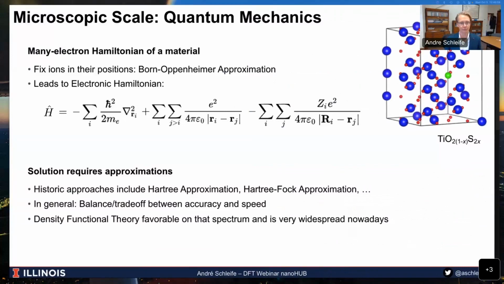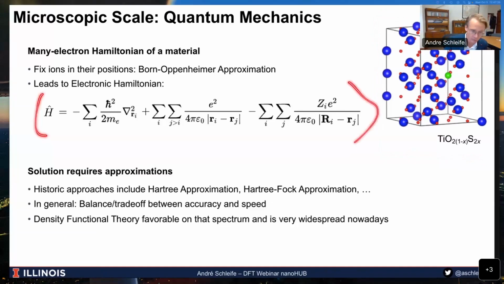For the Hamiltonian itself, let's say we make one more approximation here, which is the Born-Oppenheimer approximation, which says that we fix all the ions of this material in their positions. That could look like this. I put a cartoon picture here of titanium oxide with sulfur doping. In this case, there's one sulfur atom, the green atom you can see. So let's say we fix the ions in those positions, and now we're interested in solving the Hamiltonian of the electrons for this material with those ions fixed at those positions. So what does this Hamiltonian look like?